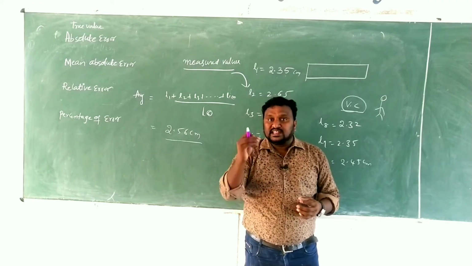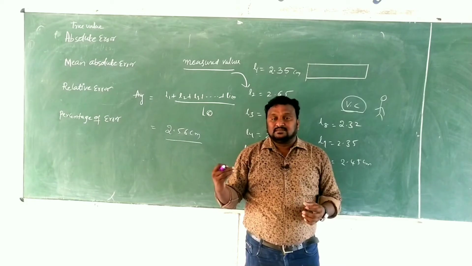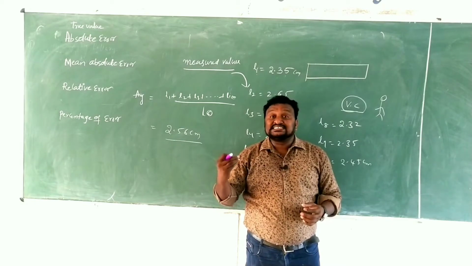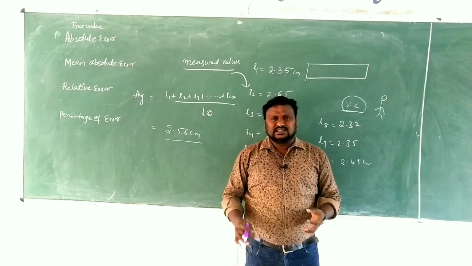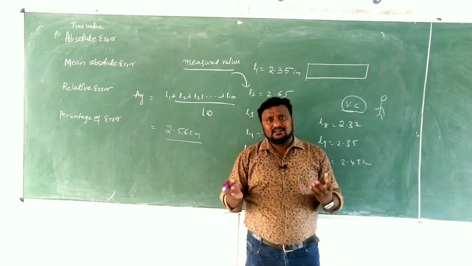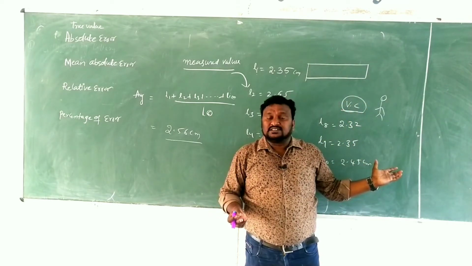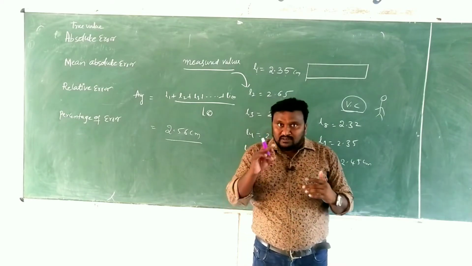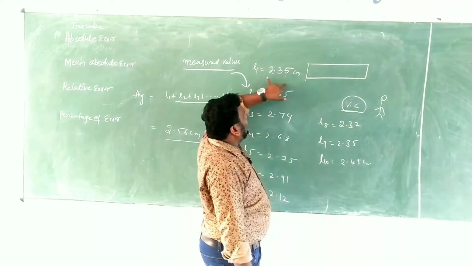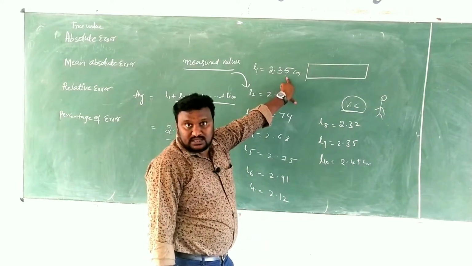Clear? Here the question is: what is the necessity of finding so many values? One is enough, I think. But why are we taking so many values? For that, the answer is, for example, if the first time he measured 2.35.